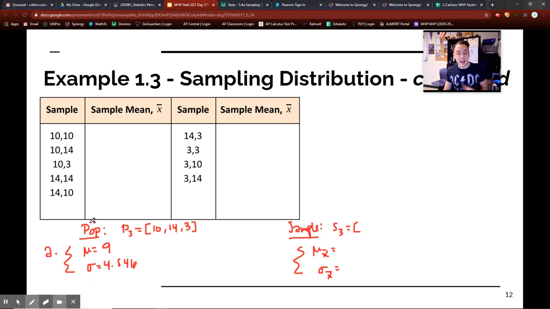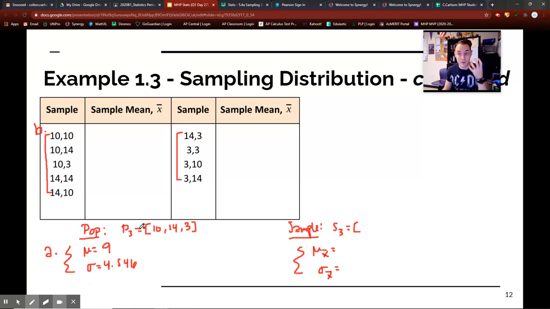Now, B is saying list the samples with replacement of the given size for that population. This is actually B. It's already kind of given to you. Okay, this is B right here. Just listing them all out. I can have 10 and 10, 10 and 14, 10 and 3, 14 and 14, and so forth. I can list them all out and I get this. Now notice how there's 9 of them because I had 3 in my population and a sample size of 2. So 3 squared, 3 times 3, equals 9.